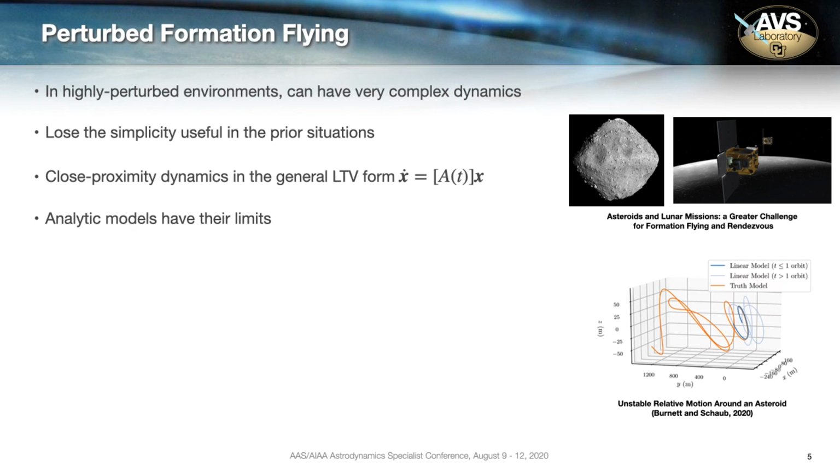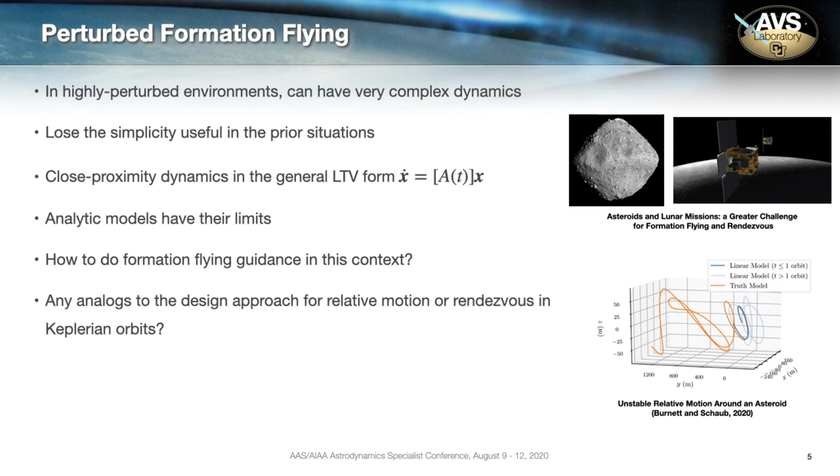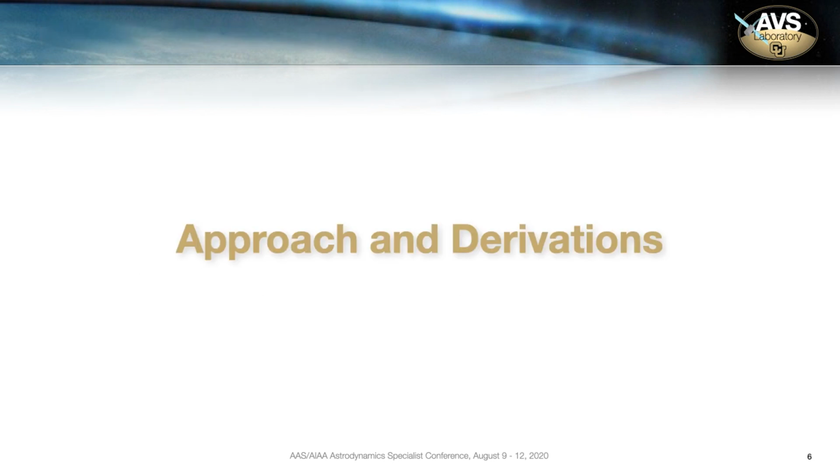So this brings us to two important questions about formation flying in highly perturbed environments. First, how do we do formation flying in this context? And second, are there any analogs to the design approach for relative motion or rendezvous in Keplerian orbits? When can we recover a degree of simplicity in design? Now we'll move on to the approach in this paper.